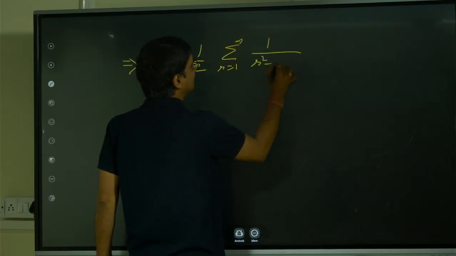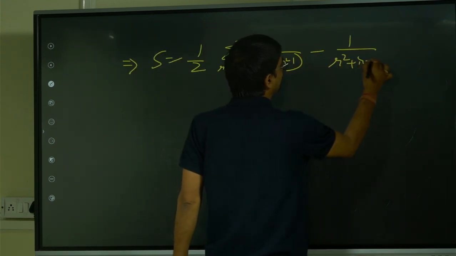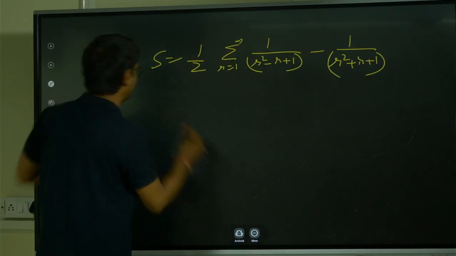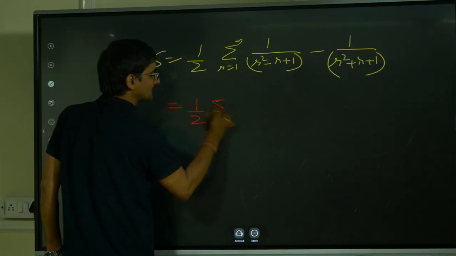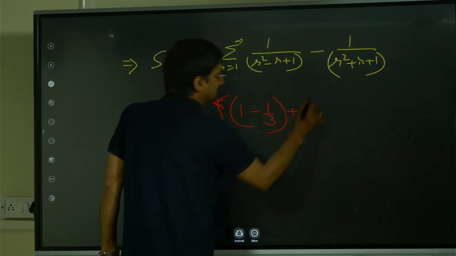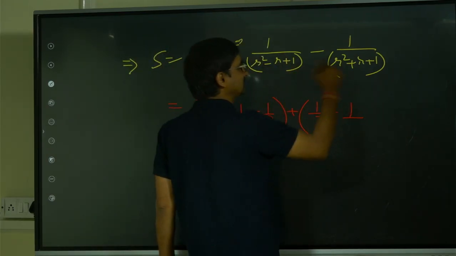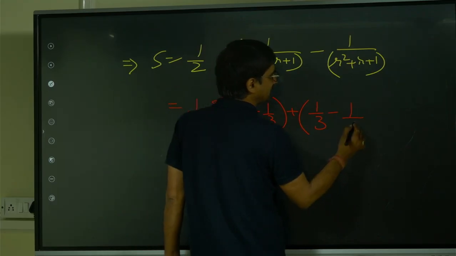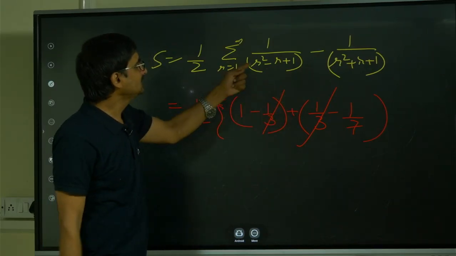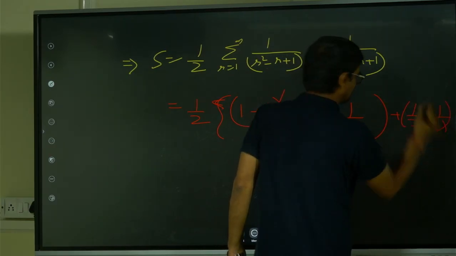1 by (r square minus r plus 1) minus the other term. Now are they consecutive or not? For that you need to check by putting a few values for r. Put r as 1, so it is 1 minus 1 by 3. Put r as 2, we get 1 by 3 minus 1 by 7. One more, put r as 3, that's 7.